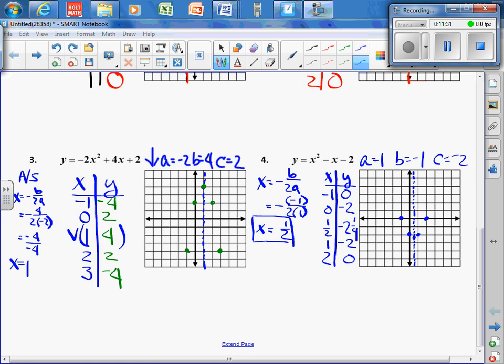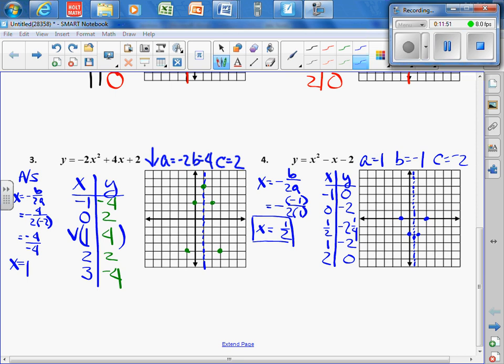All right, so in number 3, if we have the vertex at 1, 1 what? Well, when we plug in 1, we get +4. At 0, we get +2. At -1, we get -4. At 2, 2, and at 3, -4.